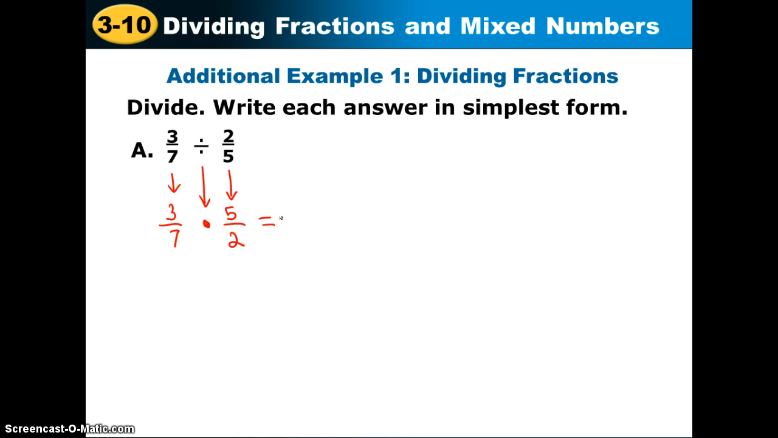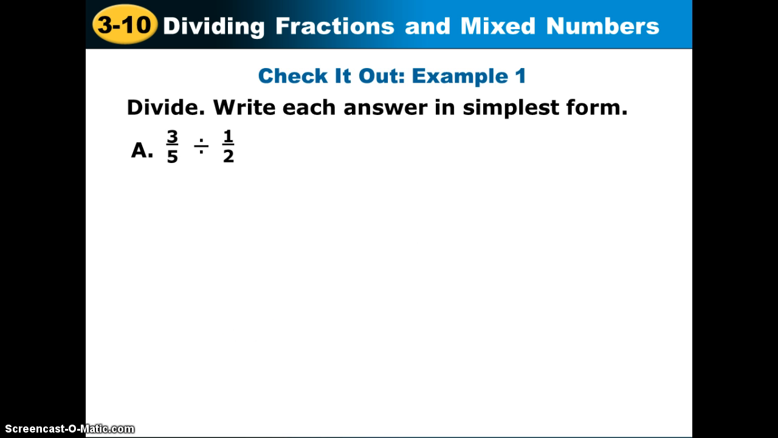Here I cannot cross-reduce, so 3 times 5 is 15. 7 times 2 is 14. That is an improper fraction. 14 goes into 15 one time, and I'd have 1 remaining out of 14. 1 and 1/14 is going to be my answer.